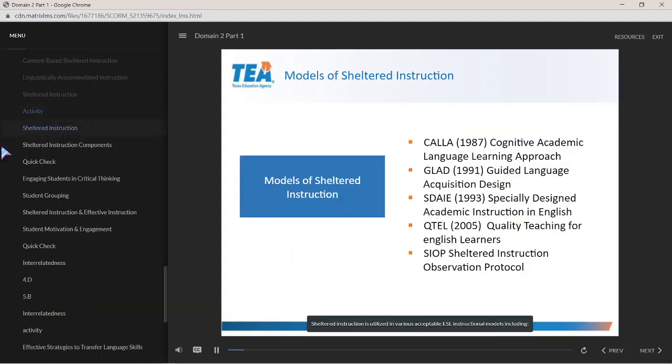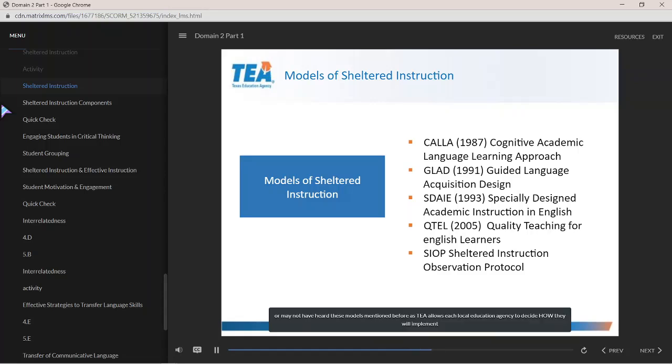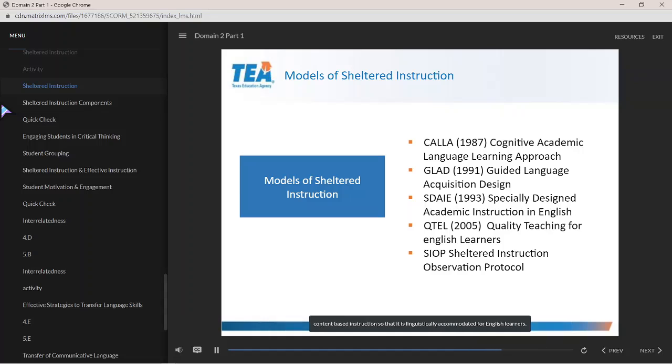Sheltered instruction is utilized in various acceptable ESL instructional models including CALLA, or the Cognitive Academic Language Learning Approach, GLAD, which stands for Guided Language Acquisition Design, the Specially Designed Academic Instruction in English known as SDAIE, QTEL, which refers to Quality Teaching for English Learners, and the Sheltered Instruction Observation Protocol, commonly referred to as SIOP. You may or may not have heard these models mentioned before, as TEA allows each local education agency to decide how they will implement content-based instruction so that it is linguistically accommodated for English learners. These models simply offer a variety of choices that can enrich ESL teachers' ability to effectively communicate, sequence, and scaffold instruction.